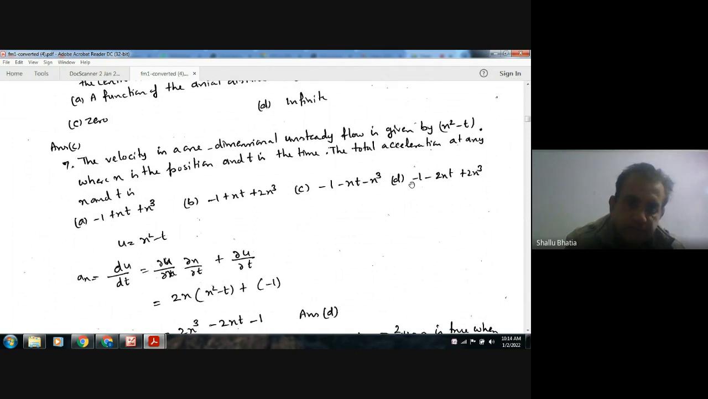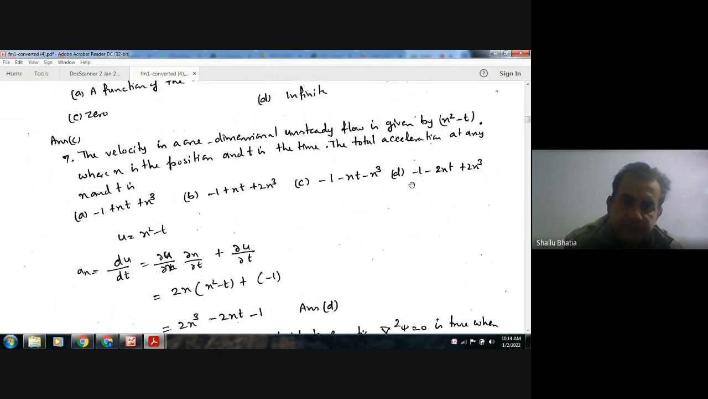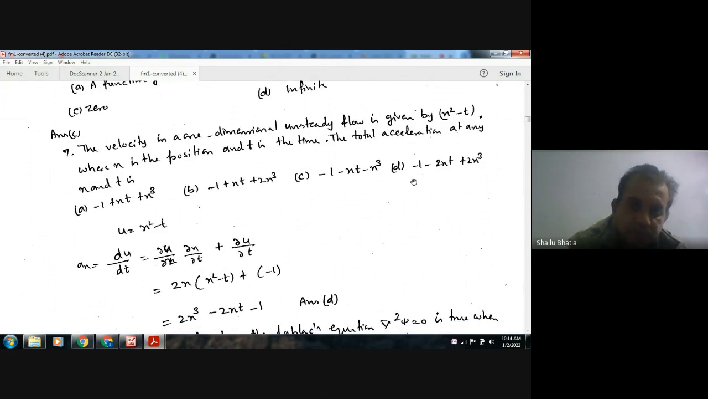and t is the time. Total acceleration at any instant x and t is option A, minus 1 plus xt plus x cube, B, minus 1 plus xt plus 2x cube, C, minus x minus 1 minus xt minus x cube, D, minus 1 minus 2xt plus 2x cube. So u is your x square minus t.